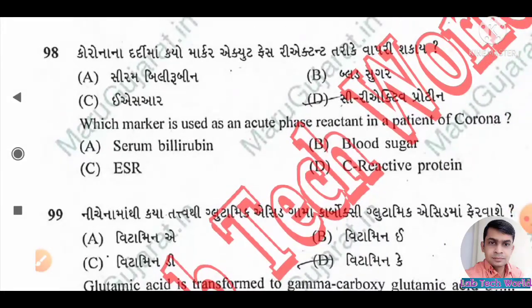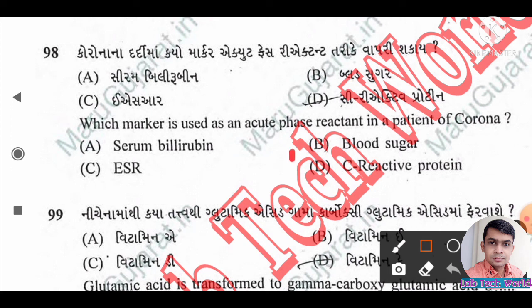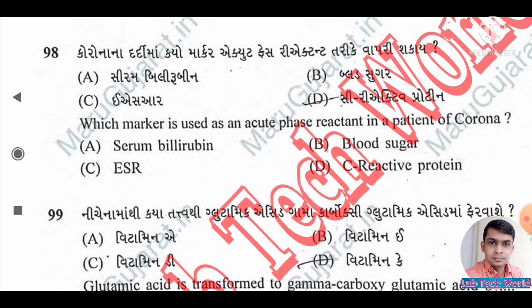Which marker is used as an acute phase reactant in patients of corona? Options: A serum bilirubin, B blood sugar, C ESR, D C-reactive protein, that is CRP. And the correct answer for this question is C-reactive protein, that is used as a marker, an acute phase reactant, in patients of corona or COVID-19. So this is one of the current affairs questions, related to the corona or COVID-19. So option number D, CRP, is the correct answer for this question.